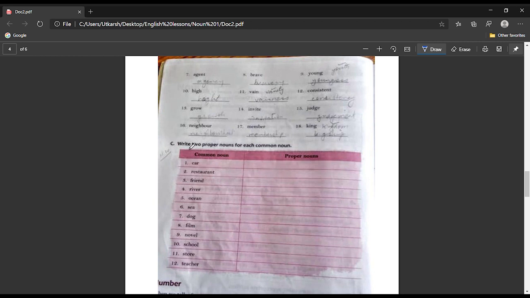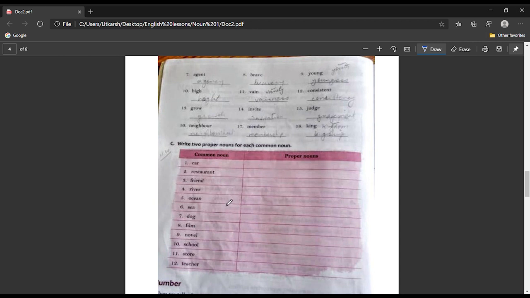These are some of the words given here. You can write this and then, if you are having any doubt, either you can check it through the dictionary or you can write it down in your copy and then we can solve it when you come to school. Then this is: write two proper nouns for each common noun.